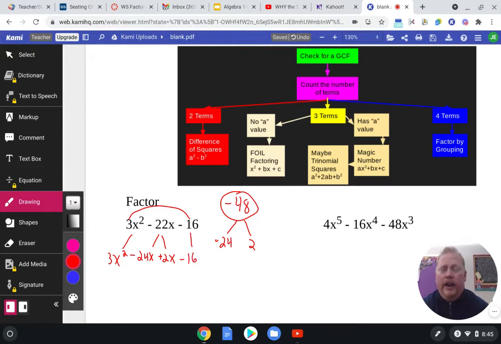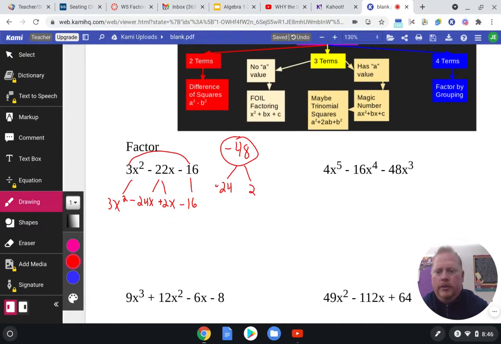And then from there, it's just factor by grouping. So I will group up the first two, last two. My GCF in that first group is 3x, leaving behind x minus 8. My GCF in the second group is 2. When I divide by 2, I get x minus 8. So my parentheses match. It's a good day. So final answer, 3x plus 2 times x minus 8.